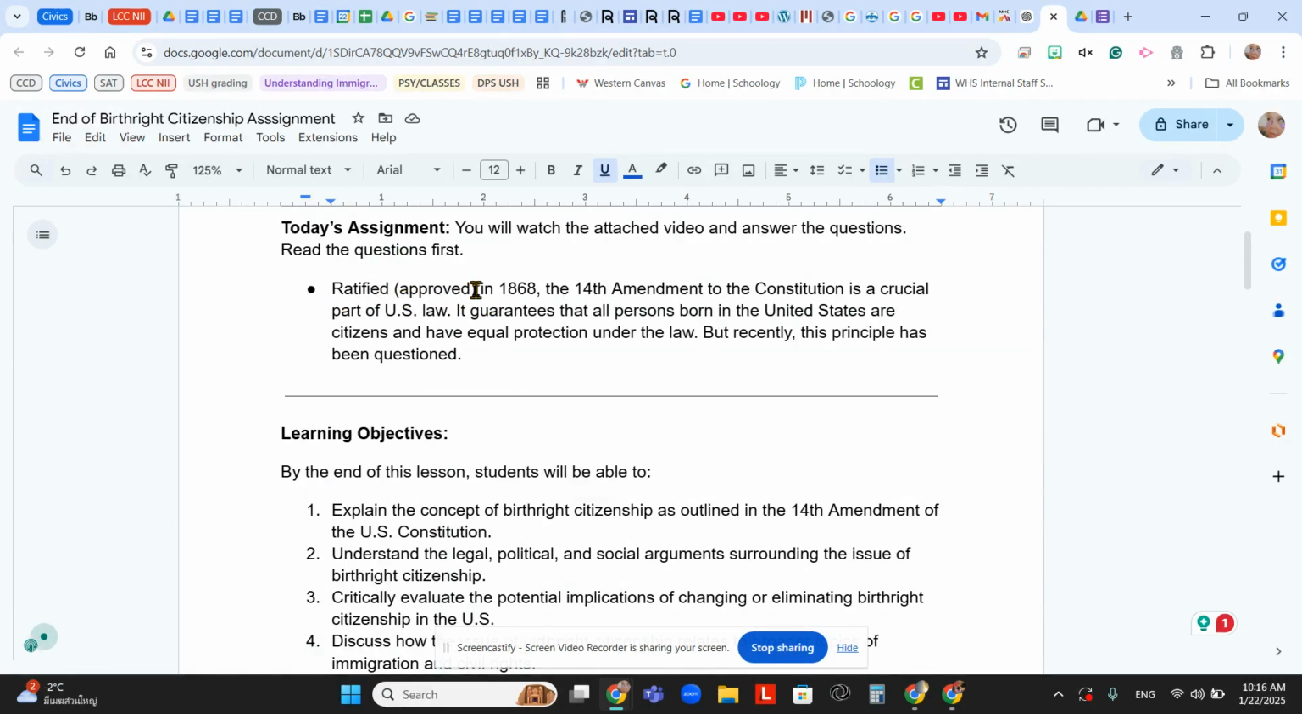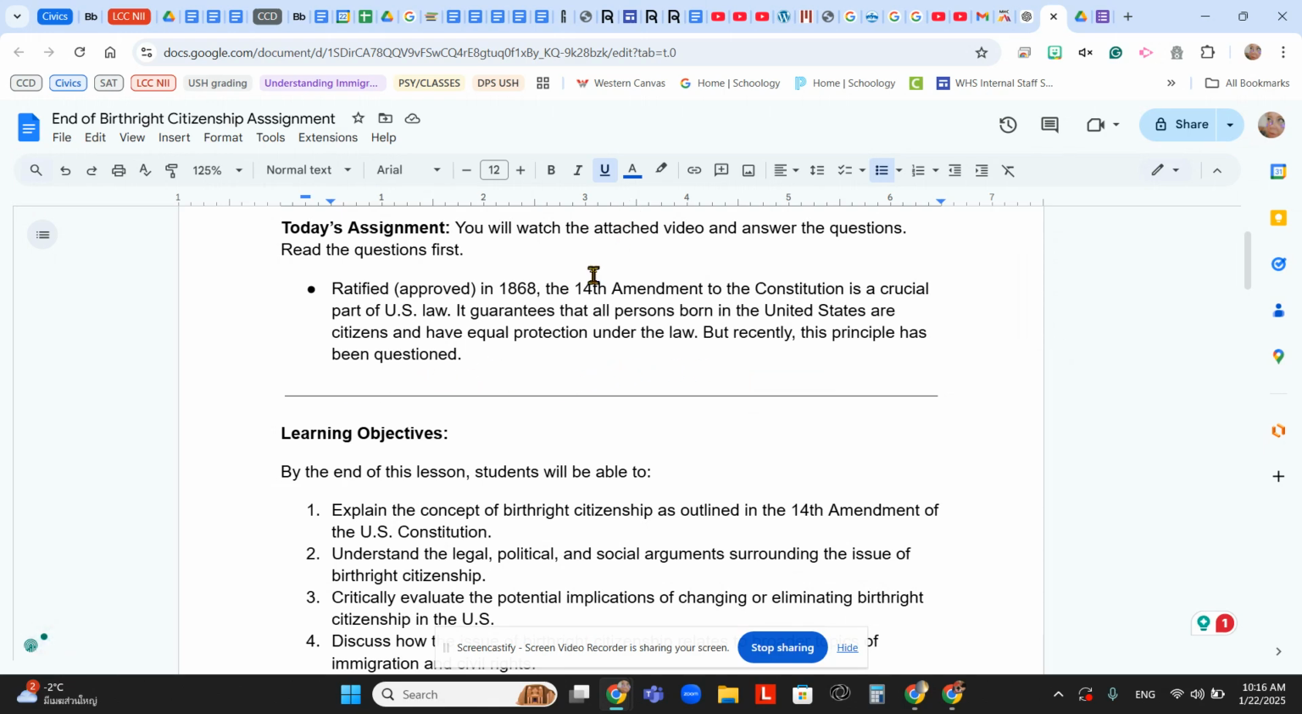Ratified, which means approved, in 1868, the 14th Amendment to the Constitution is a crucial part of U.S. law. It guarantees that all persons born in the United States are citizens and have equal protection under the law. But recently, this principle has been questioned.